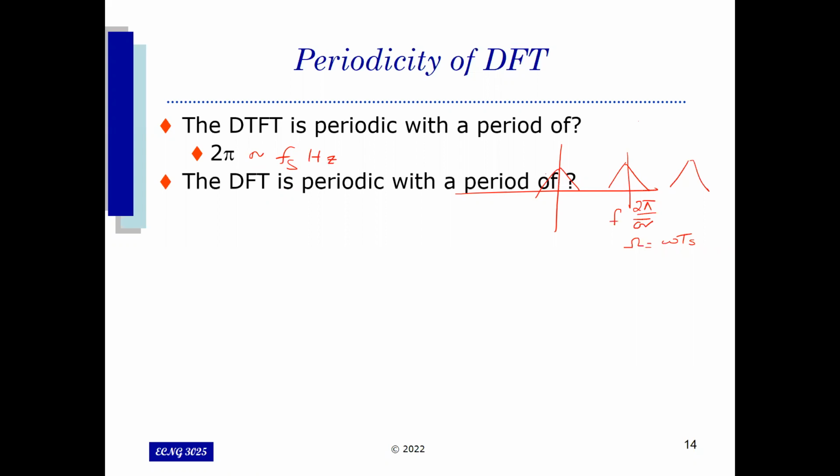Right? Think a little bit. What we've done, we took this, which is periodic with a period of 2 pi radians or Fs Hertz, and we have divided this up into N bits. So we have taken the thing and we've divided it up into N. So if we have divided it up into N, what is the period of the DFT now?